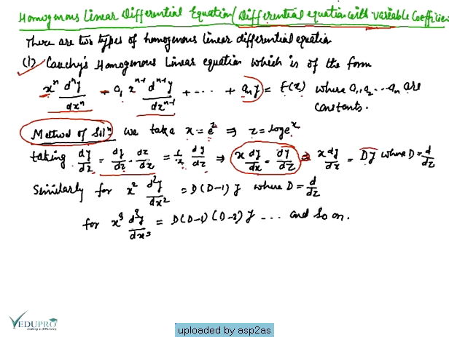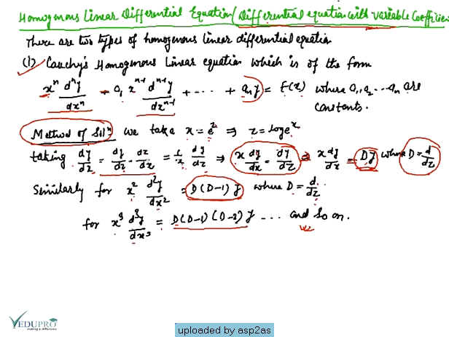is equal to capital D y, where we supposed capital D as d/dz. So if we have x dy/dx, then we can write it as capital D y. Similarly, x square d square y/dx square we can write as D into D minus 1 into y, where capital D is small d/dz. Then x cube d cube y/dx cube we can write as D into D minus 1 into D minus 2 into y, and so on, where D is small d/dz.